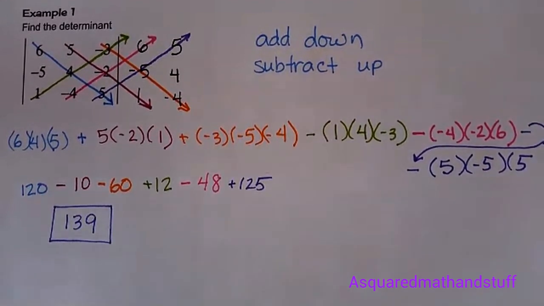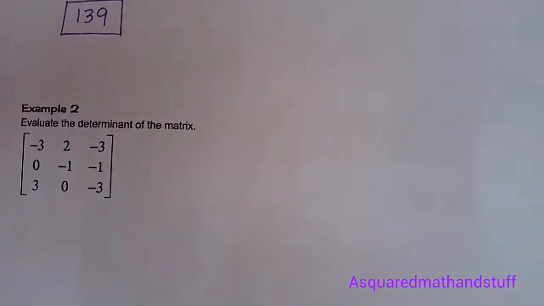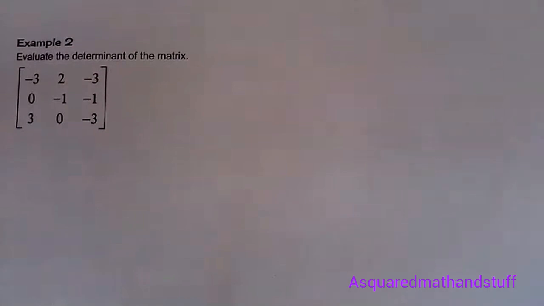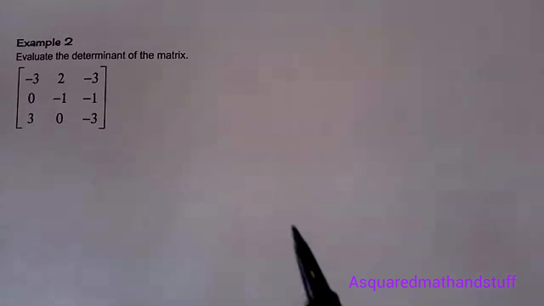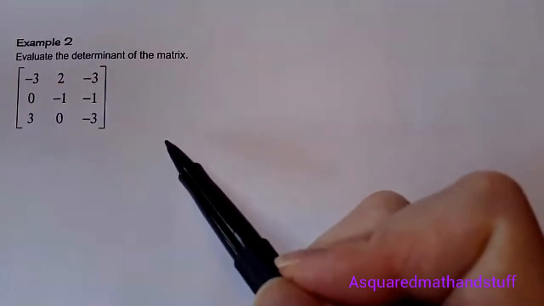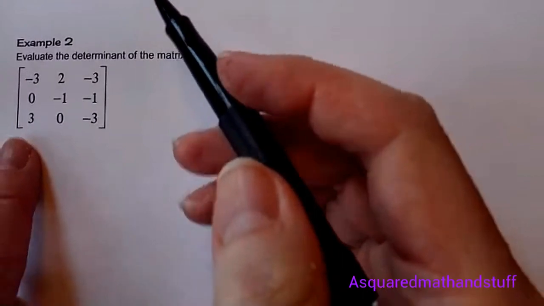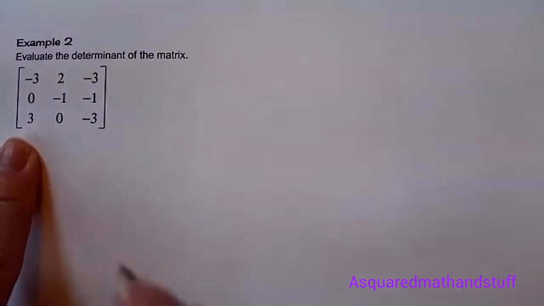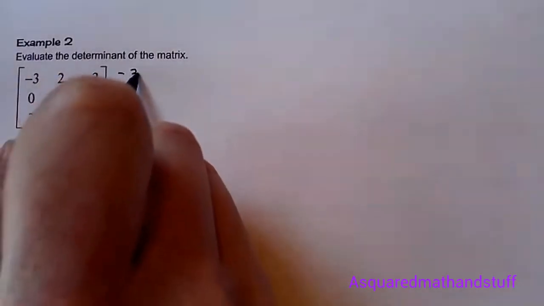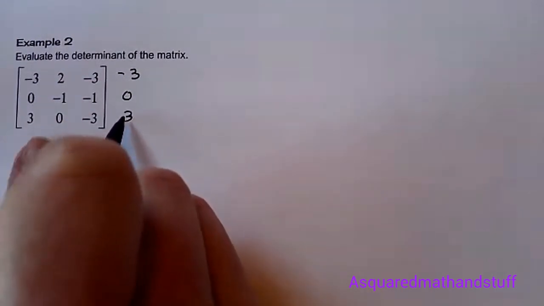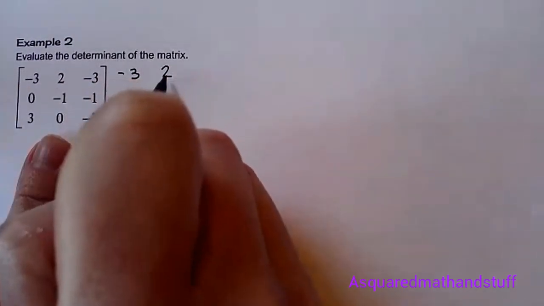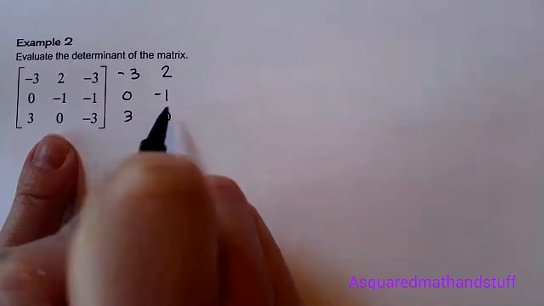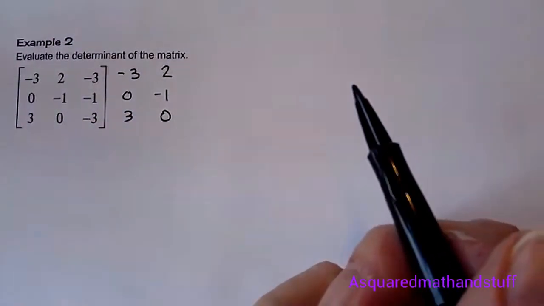Let's go ahead and do a second example. And this second example is the exact same matrix I worked with in my previous video with minors and cofactors. Let's do the same process. So we are expanding this matrix by 2 columns. We are duplicating column 1 and column 2. So we have a -3, 0, 3, and then column 2 to duplicate is 2, -1, 0.